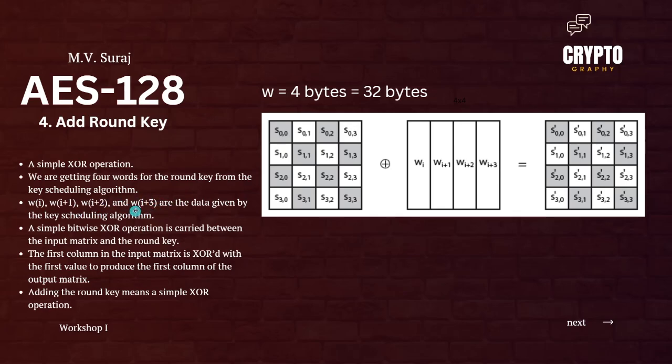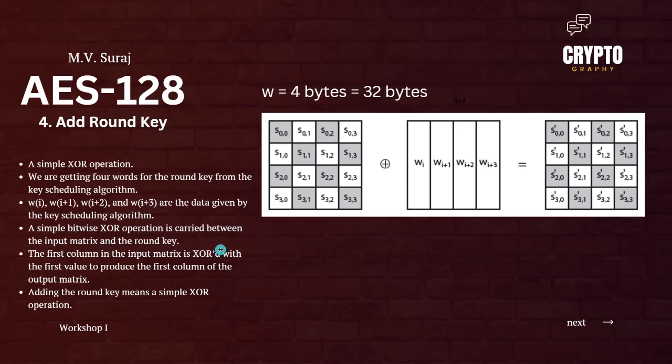For example, i is basically a placeholder. You can replace it with round 0. i is basically the round. Let's take round 0. The round 0 key is used for the initial transformation. So we will have word 0, word 1, word 2 and word 3. These are the data given by the key scheduling algorithm. And then a simple bitwise XOR operation is carried out between the input matrix and the round key.